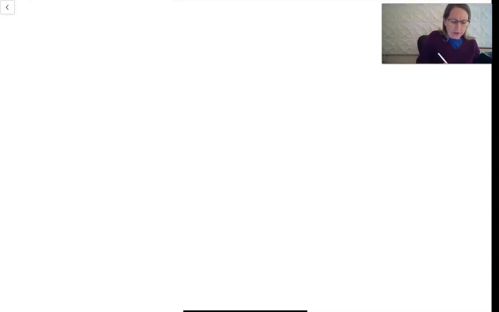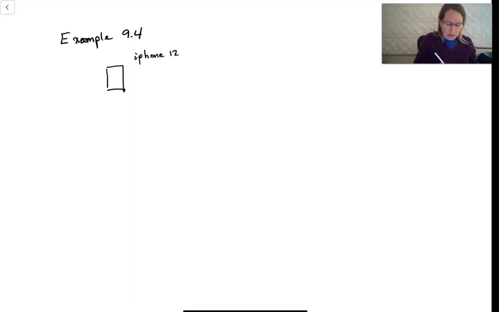Going to do a version of example 9.4 about dropping your phone and calculating the impulse and the average force that the phone experienced. So the idea is that you take a phone, say the iPhone 12, and you drop it by mistake just a meter above the ground. And it hits the ground and bounces back up. And so the question is, what kind of force does it experience on average?